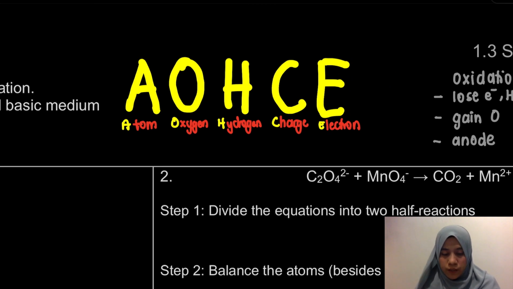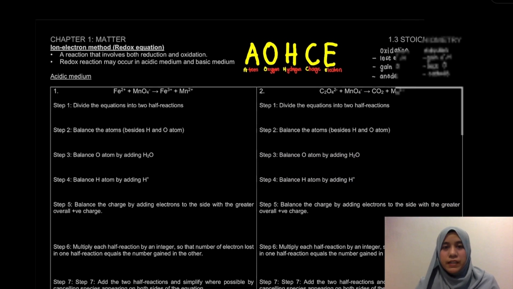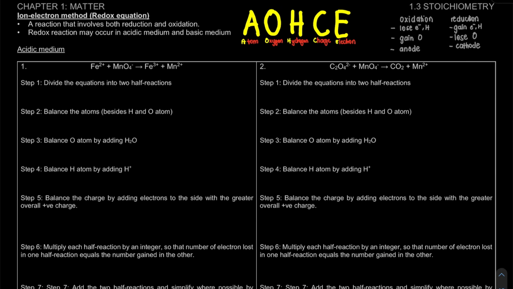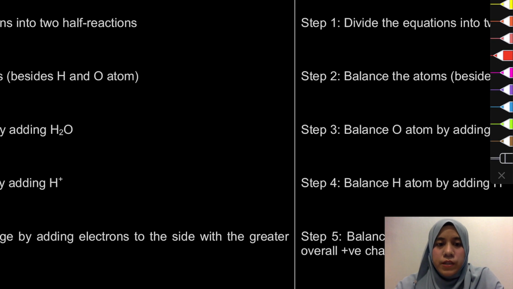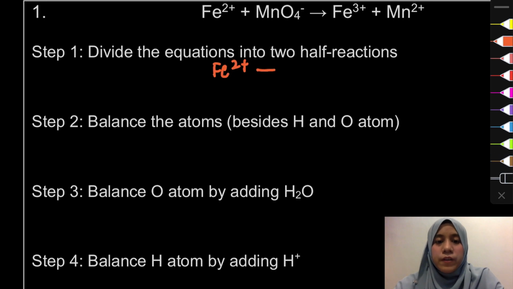We will see how this reaction works. I will explain in more detail with example 1. So let's look at example 1 here. This is the equation. Step 1, divide the equation into 2 half reactions. This is the reactant, this is the product. First, this is the same species, from ferrum to ferrum, but it goes from ferrum 2+ to ferrum 3+. That is just one half equation.